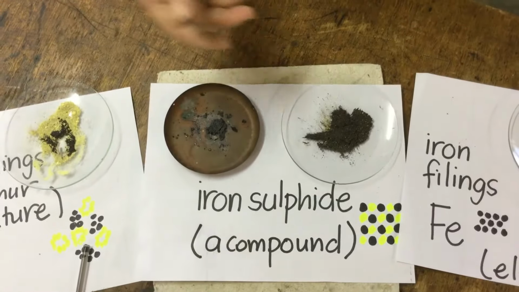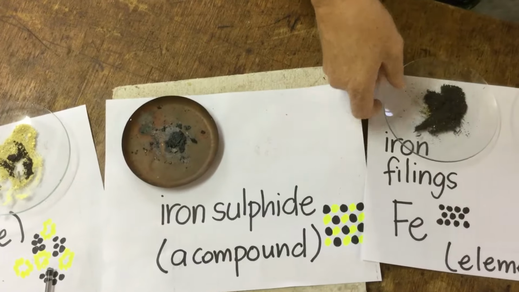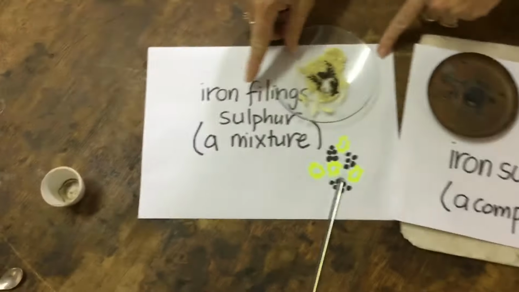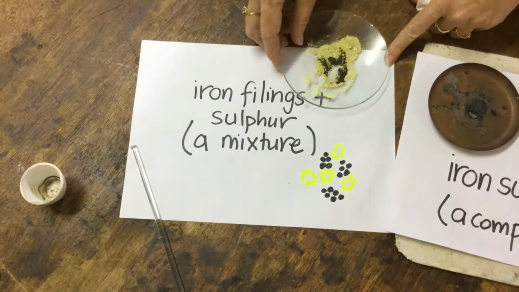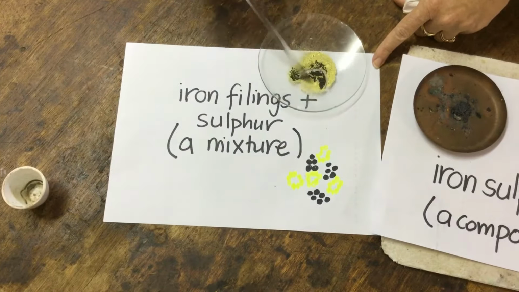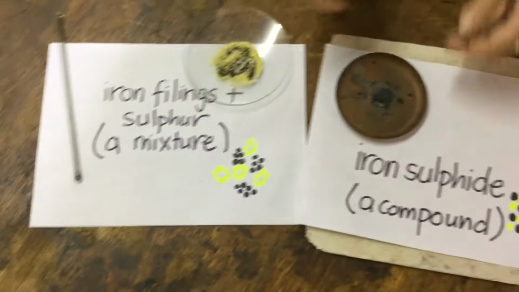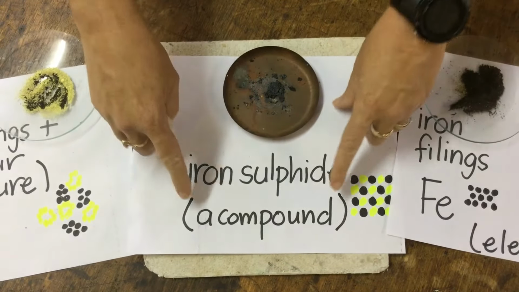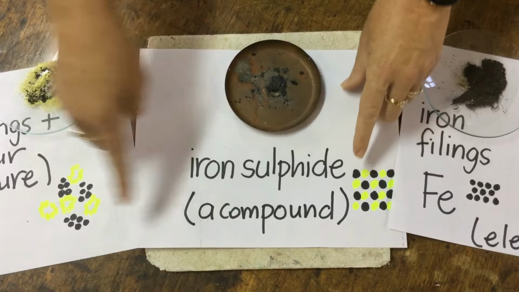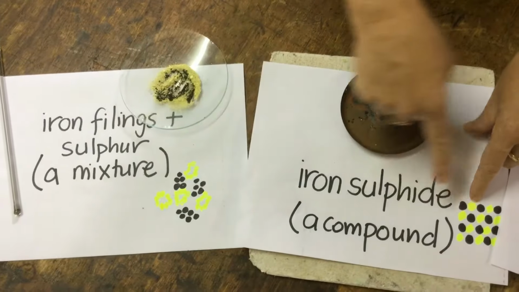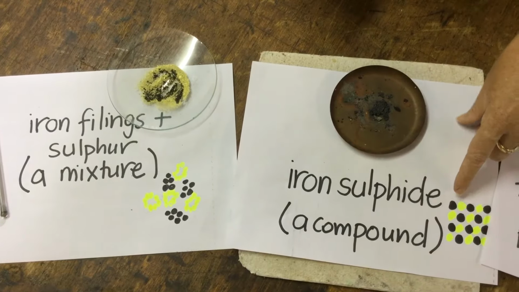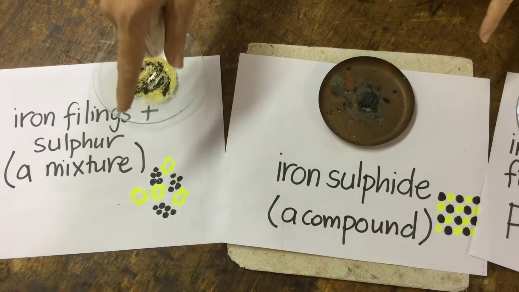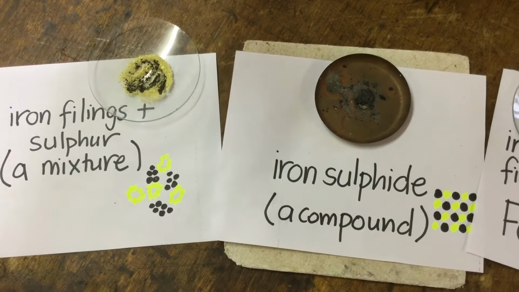So hopefully that helps us understand elements, our iron and our sulfur, that we put together in a mixture, iron filings and sulfur mixed together, and once we heated it and made a chemical reaction take place, we formed a compound. And the difference between a mixture and a compound is that the compound has chemical bonds between the atoms of iron and sulfur. A mixture can be separated. That's all for now.